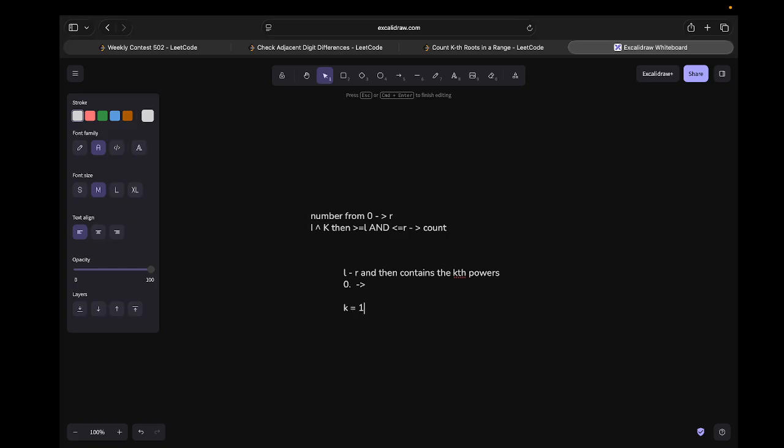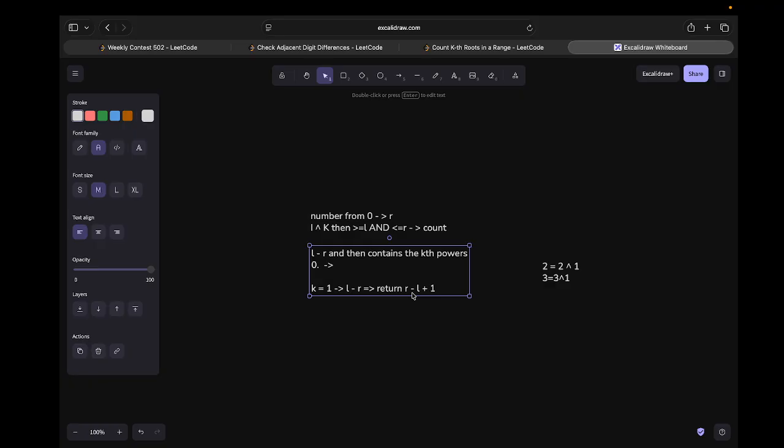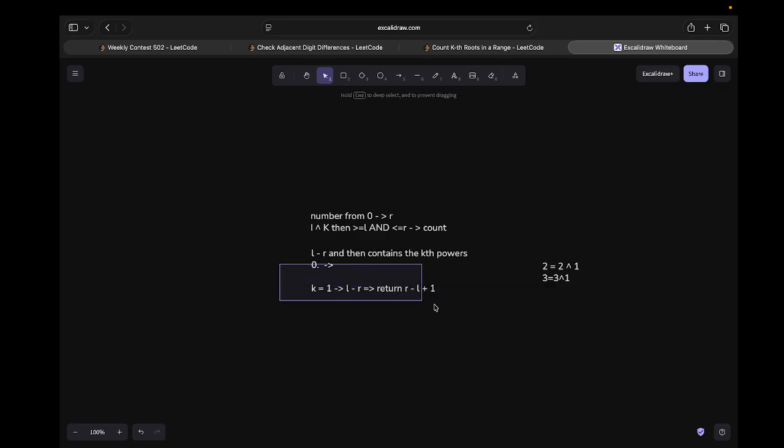If the value of k is 1, then all the numbers in the range L to R are going to be part of our answer. So in that case, we simply return R minus L plus 1, because 1 to the power k is always 1. So if the value of k is 1, we simply return the total number of elements coming between this particular range, because that's going to be a part of our answer. So this is the thing.